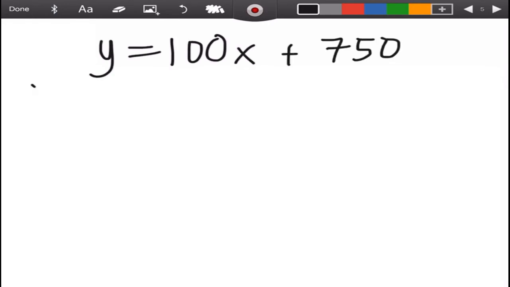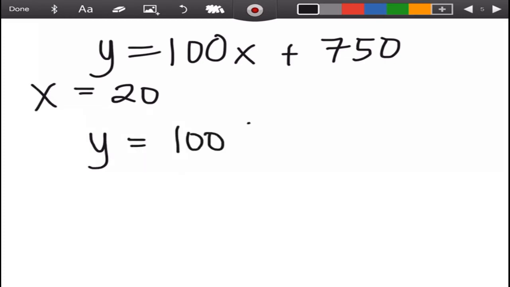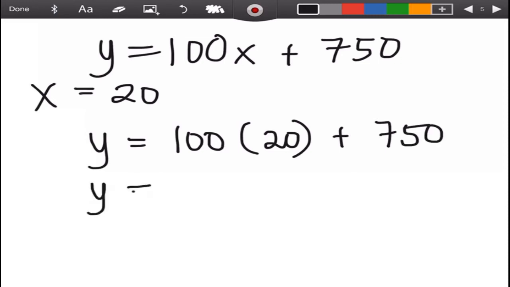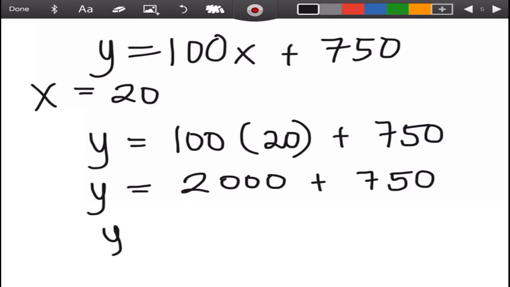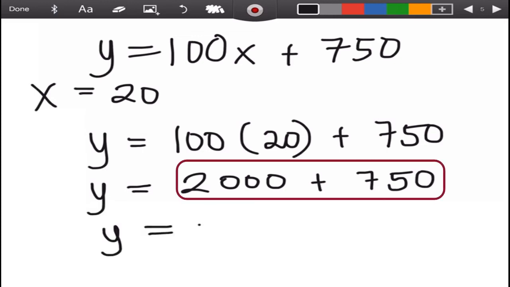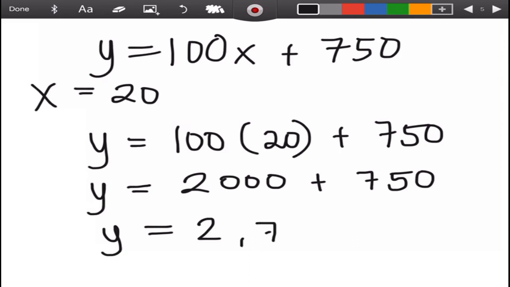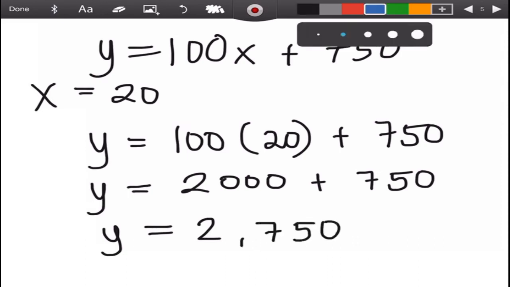According to the question, we will be ordering 20 seat covers. So that is the number of seat covers. x is equal to 20. And then we will just substitute it to the linear equation. Copy y equals 100 times 20 plus 750. y equals 100 times 20, that is 2,000, plus 750. We have y equals 2,000 plus 750, that is 2,750. So this will be the cost of ordering 20 seat covers.